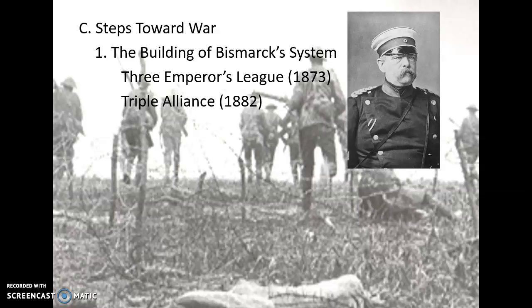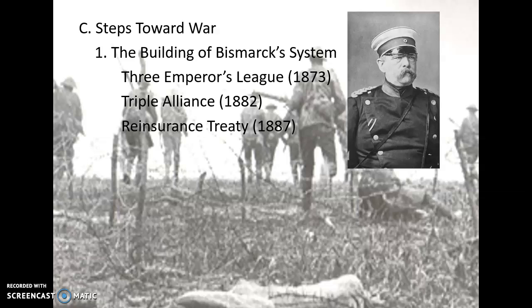Another alliance was called the Triple Alliance of 1882. You need to know that it was an alliance between Germany, Austria-Hungary, and Italy. Once again, if any of them were attacked by France, they would work together. And one more alliance that Bismarck created was the Reinsurance Treaty of 1887. You need to know that it was a secret alliance between Germany and Russia.